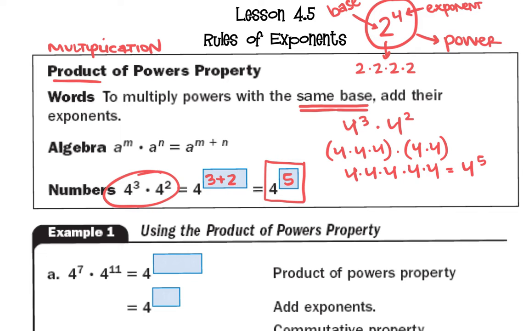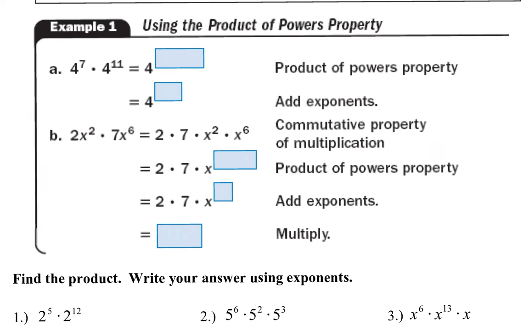The key here is that we can only do this with things that have the same base. In other words, if this had been 4 to the 3rd power times 3 squared, we couldn't do this rule because those don't have the same base. This only works if they have the same base. All right, so let's try a few of these now.